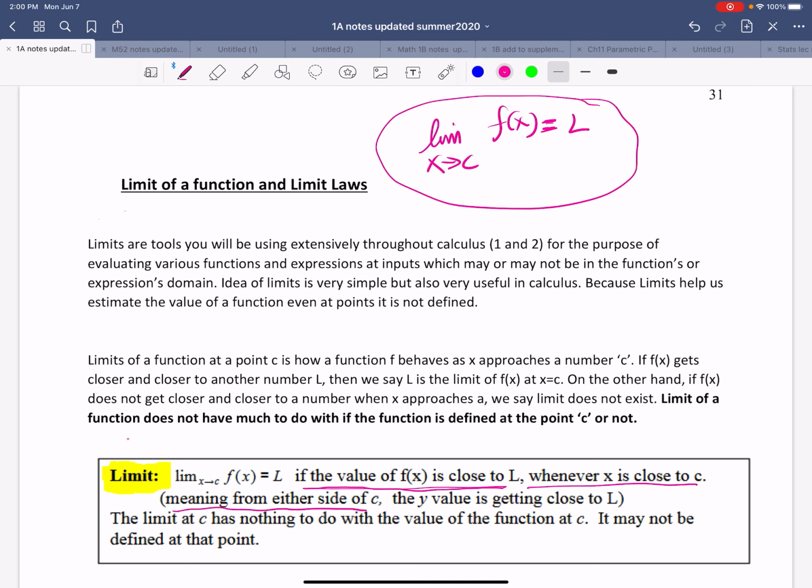Meaning from either side of c, the y value is getting really close to L. The limit at c has nothing to do with the value of the function at c. The function may or may not be defined at the point c, but the limit might still exist.